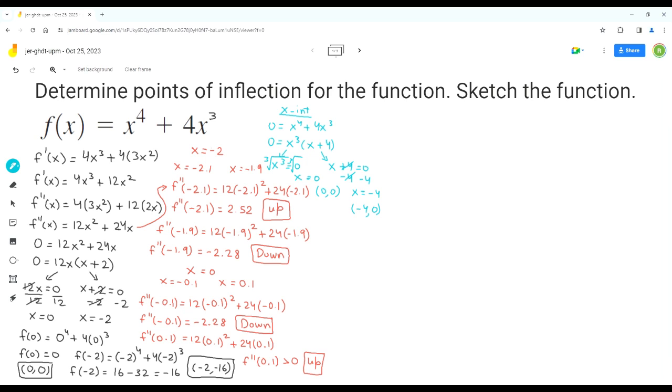Now we can find the y-intercept. Now for the y-intercept, we'll sub in x as 0. So both terms will become equal to 0. So f of 0 is equal to 0. So the y-intercept is (0, 0).